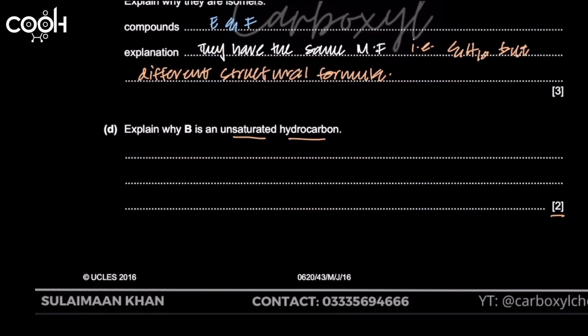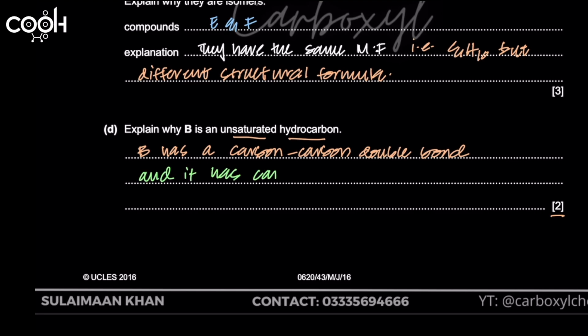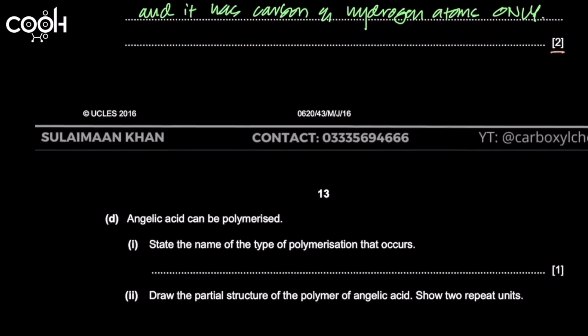So explain why B is an unsaturated hydrocarbon. Well, B has a carbon-carbon double bond, that makes it unsaturated. And what makes it a hydrocarbon? It has carbon and hydrogen atoms only. Only is the keyword, right? It has no other atoms as such. And that's pretty much it.